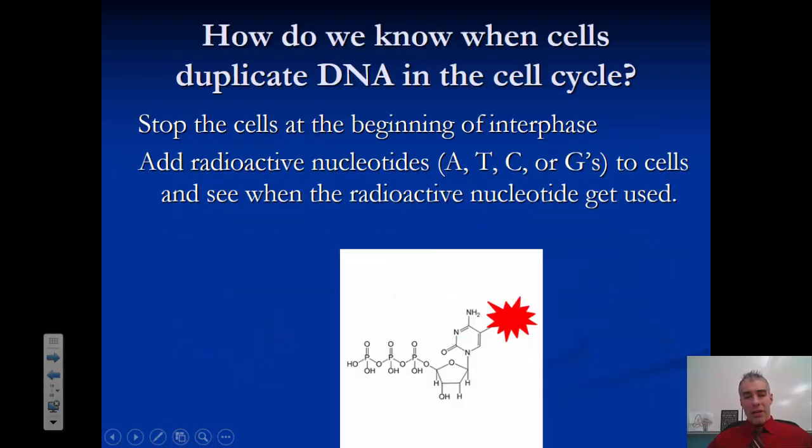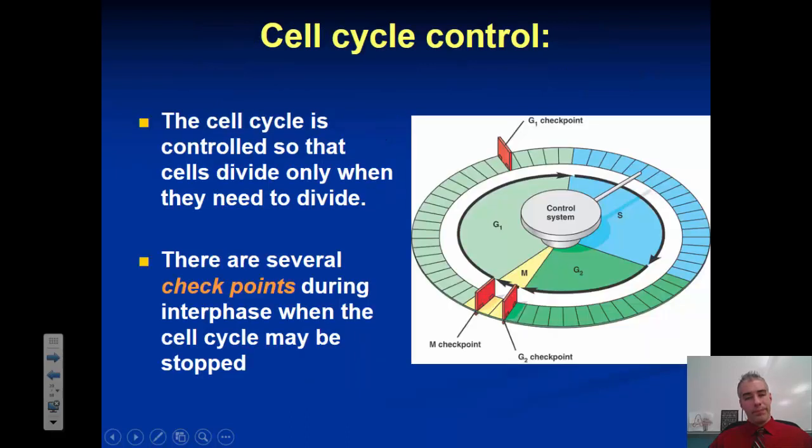So how were they able to actually figure this out? It's kind of simple actually, but what they did was they added radioactive nucleotides to cells. And they wanted to see when the actual radioactive nucleotides were used. They found out that they were used during S phase, which is when DNA synthesis occurs. So this is a very simple experiment that they used to figure that out. And this is showing a nucleotide triphosphate with a radioactive label attached to it.